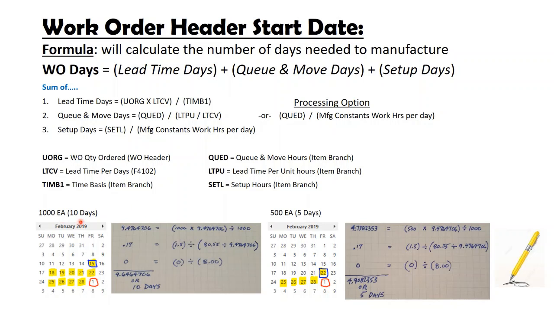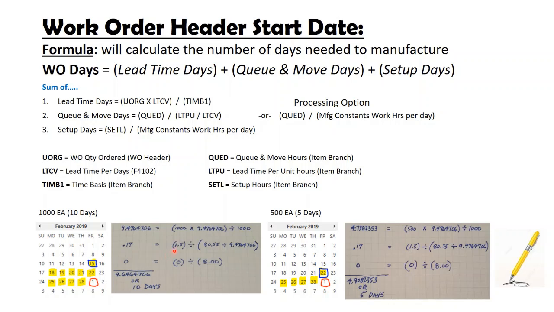In our example, for the work order for 1,000, the quantity ordered was 1,000, and the lead time per days was 9.47647006, divided by the time basis code in the item branch. So I get a lead time days of 9.47647006. Now I need to calculate the queue and move hours that need to be considered when making this 1,000.